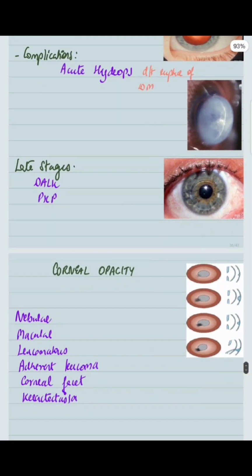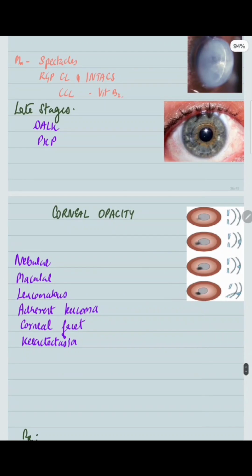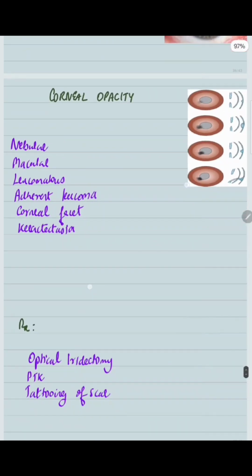Management, in early cases we can use spectacles, rigid gas permeable contact lenses, and intacs. Intacs are intracorneal ring segments, and corneal collagen cross-linking can also be done with riboflavin. Riboflavin, that is vitamin B2. It slows the progression of the disease. In late stages we can do deep anterior lamellar keratoplasty or penetrating keratoplasty.